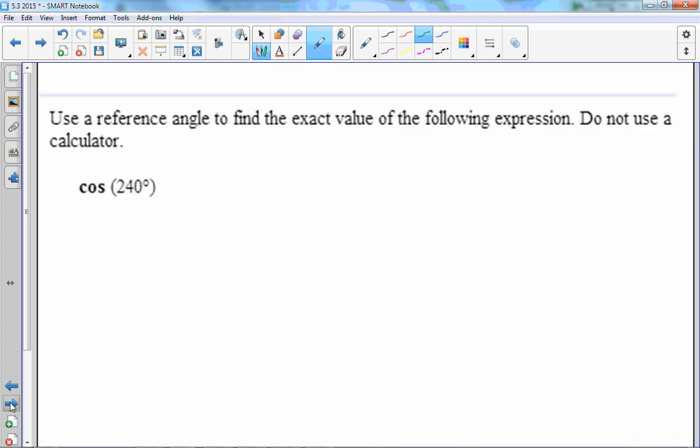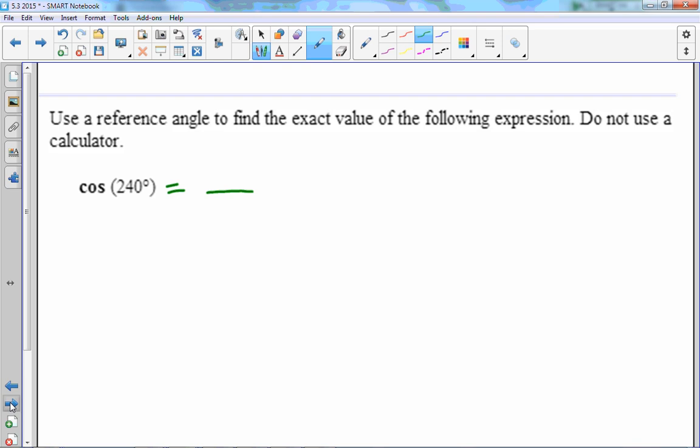Now, here's where we're going to get away from what it says. Again, we're finding a ratio. It says exact value, but what we're saying is this is equal to some ratio, something over something. It says we can't use a calculator to do it. So we're either going to do a triangle, or what was the other option? Unit circle. And so that's what we're going to do.